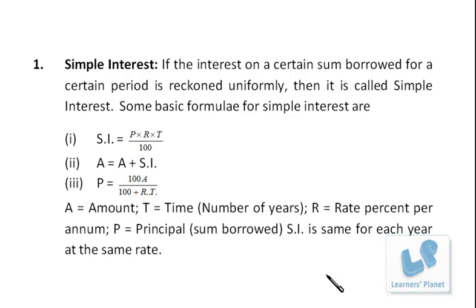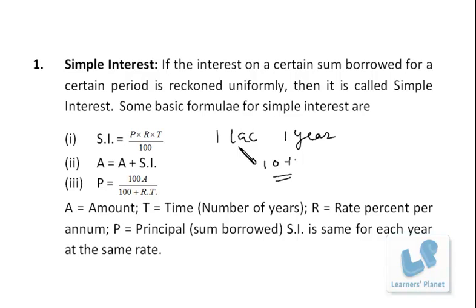Now we will take simple interest first. What is simple interest? If the interest on a certain sum borrowed for a certain period is reckoned uniformly, then it is called simple interest. That means suppose you have borrowed money from any bank, maybe you borrowed 1 lakh rupees, and after 1 year you are returning that amount, and maybe the bank is charging a 10% rate of interest. So what is happening over here?